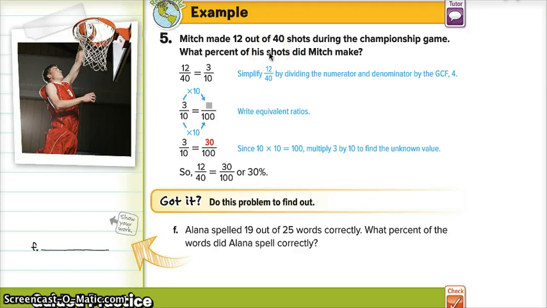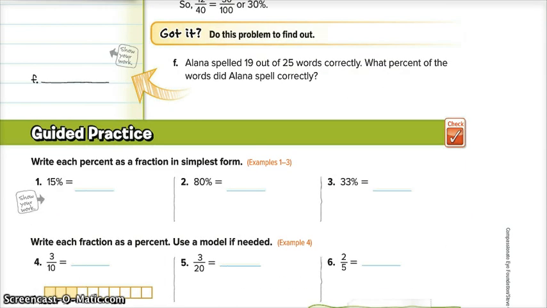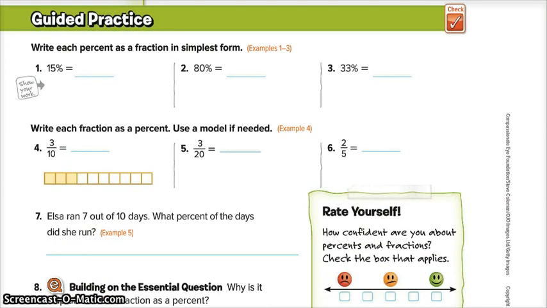Especially if you're familiar with basketball or sports, a lot of times we see free throws or goals made, things like that, as a decimal or a percent. Go ahead and take a look at question F, under the Got It section. It says Alana spelled 19 out of 25 words correctly. What percent of the words did Alana spell correctly? Once you think you have your answer, then we're going to check that.